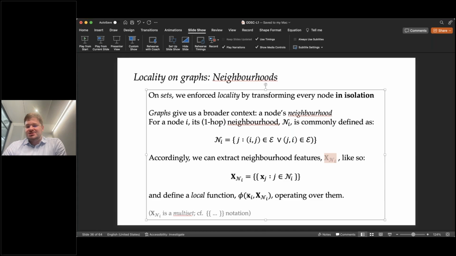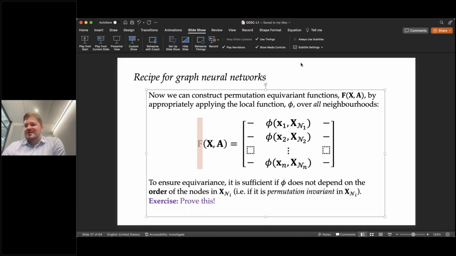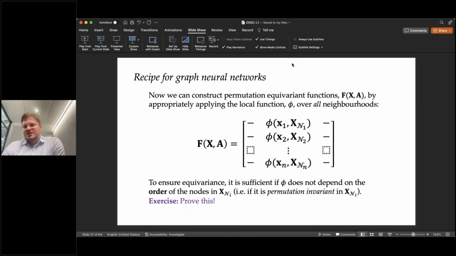And now our local function doesn't just have to look at xi, it can also look at the features of the neighbors, right? And once you have a good function like this, you can apply it to every node's neighborhood in isolation, stack the results, and get your equivariant graph neural network. The main constraint you have to be careful about is because this function phi now looks at the multi-set of neighborhood features, you need to be careful that phi is invariant in the neighborhood features so that the whole function f will be equivariant. It's a good exercise to try to do a small algebraic manipulation to try to prove this, but this is really the recipe of how we build all GNNs.